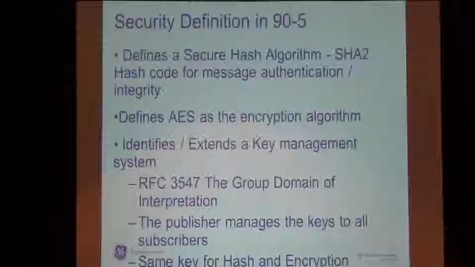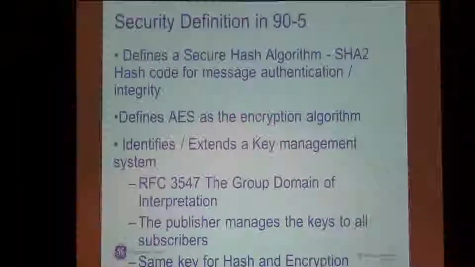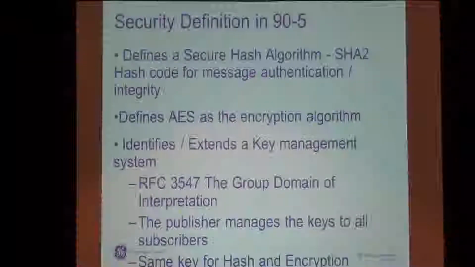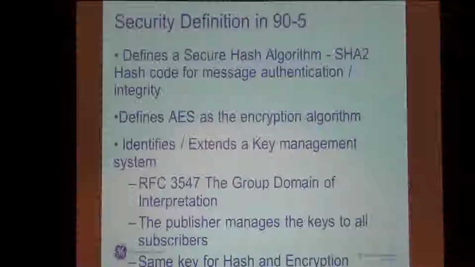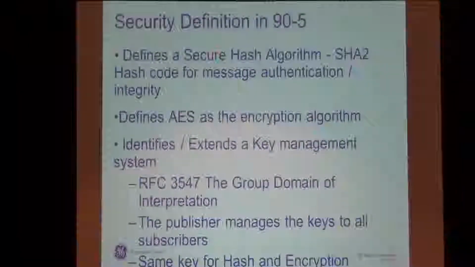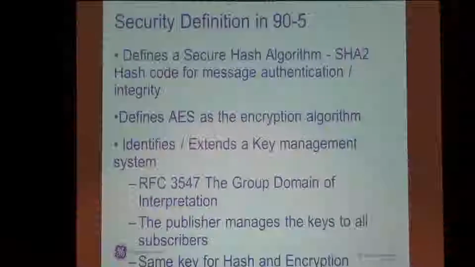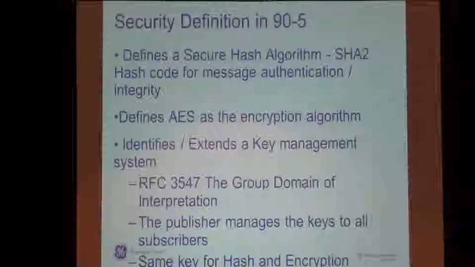So security. As I mentioned, 90-5 defines end-to-end security. And it defines three aspects of security. The first one is something known as a secure hash algorithm, usually abbreviated SHA, and this level 2 in this case here. This is known as an authentication code.